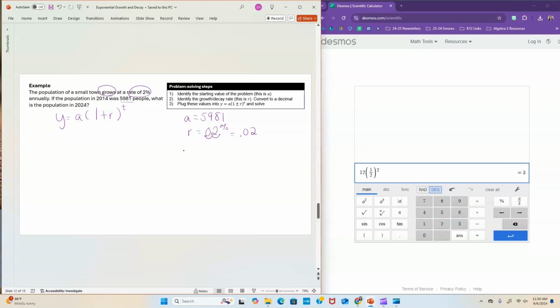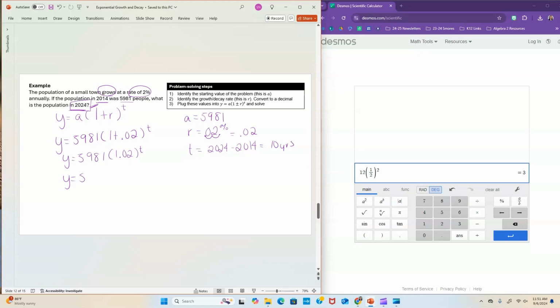So now let's go ahead and plug into our equation. We have y equals 5981 times 1 plus 0.02 to the t. So that's y equals 5981 times 1.02 to the t. Now, what are we trying to solve for? We're trying to figure out how many people in 2024. The thing to think about here is how much time has passed. Our starting point was in 2014, and our ending point was in 2024. So, how many years between 2014 and 2024? That's just the difference: 2024 minus 2014, which is equal to 10 years. So that 10 is going to be our value of t.